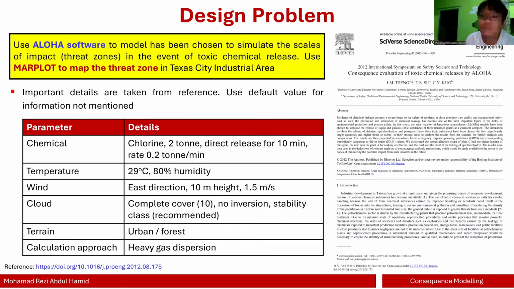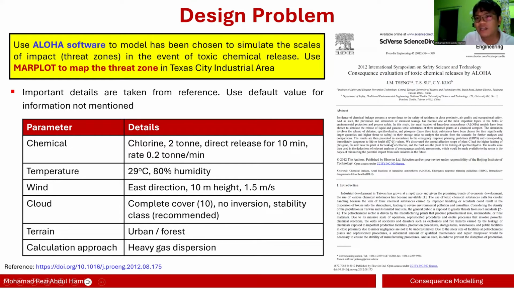And then the wind speed is around 1.5 meters per second. Also, cloud cover is an important parameter that you need to input. I'm going to assume complete cloud cover. There's no inversion. Stability class, I'm just going to use whatever is recommended based on my input. And then the terrain, I'm just going to assume urban or forest, and for the calculation approach, I'm going to assume heavy gas dispersion.